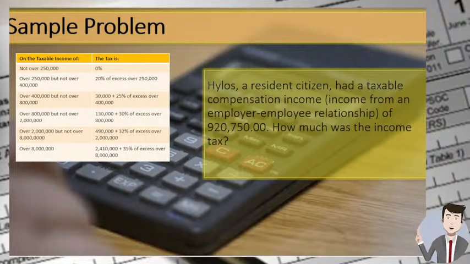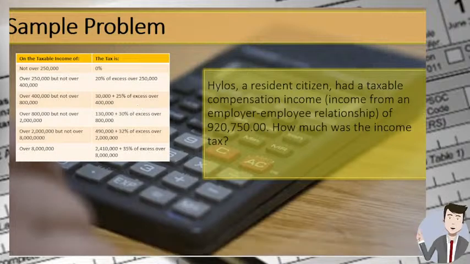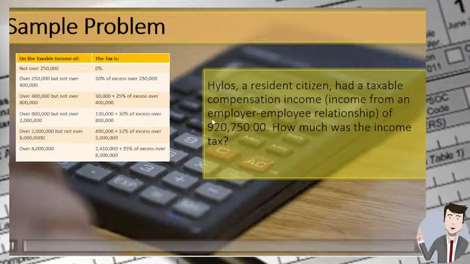So how much was the income tax of Mr. Hylos? Okay, so first let's identify on what criteria or schedule belong ang income ni Mr. Hylos. So that is 920,750. So that will fall on the third row or third bracket. Okay, third bracket, since over 400 but not over 800,000. So in short, the first 800,000 of the taxable income earned by Hylos will be subject to a fixed tax, and the remaining taxable income in excess of 800,000, that would be 120,750, will be subject to an additional tax.